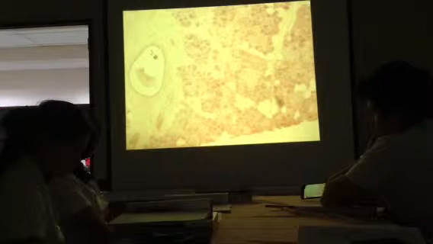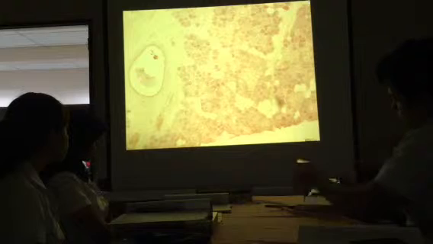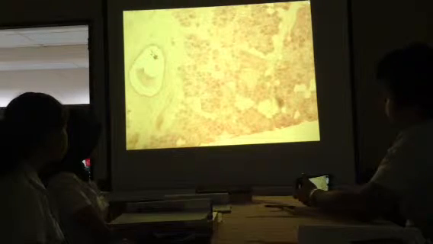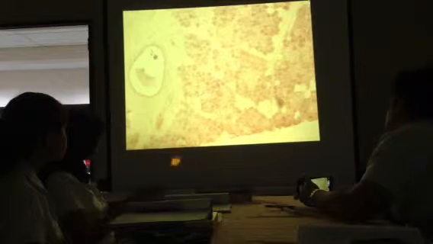Identify the structure pointed. Interlobular duct. How about that structure? Intralobular duct. Okay. Next slide is the ileum. Already studied this slide.